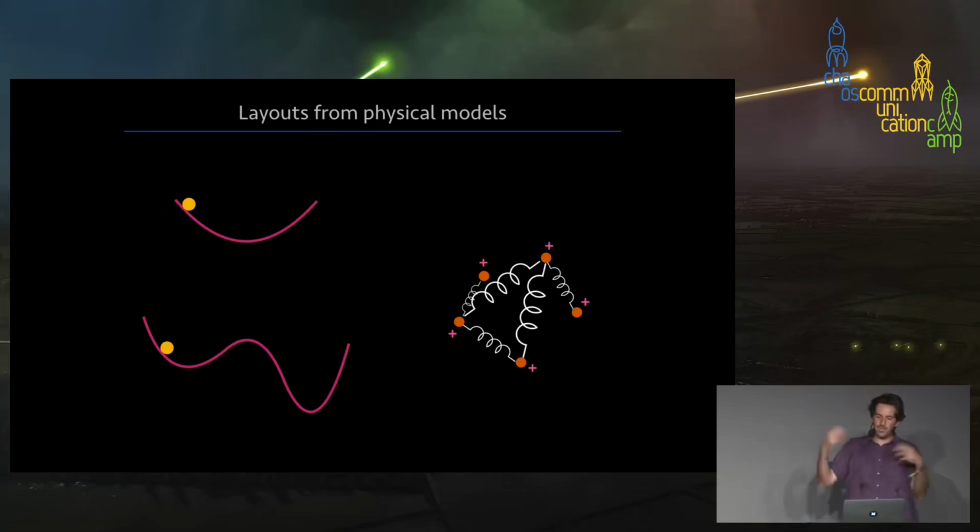And you can imagine that we can let this physical system evolve or try to find its minimum potential energy state and see what kind of layout we will get from that. Yeah, so that's the goal. But now doing this for the graph, having these physical properties, charges and springs between the nodes.